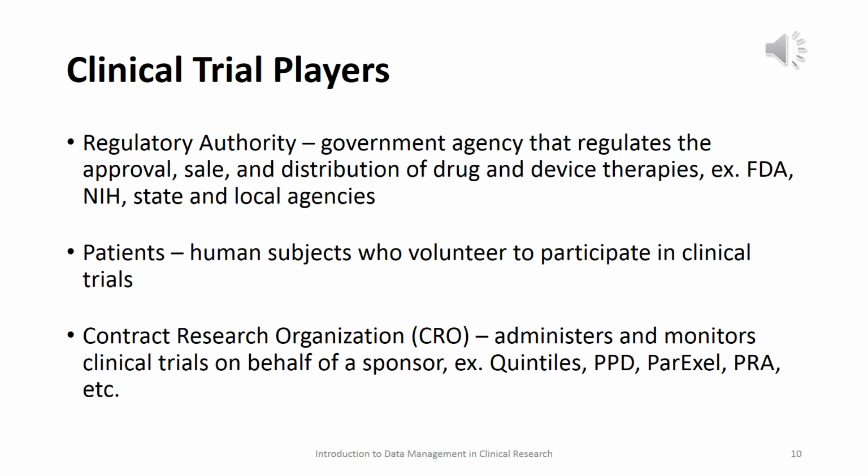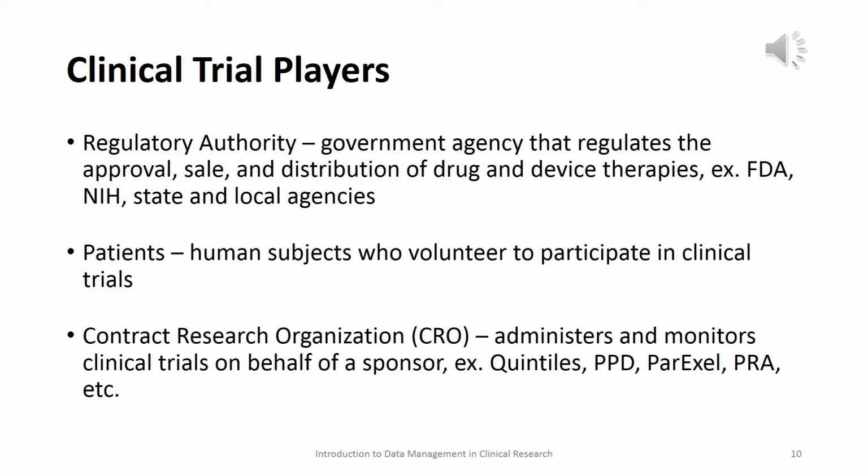And then we have contract research organizations, or CROs. These are companies that administer and monitor clinical trials on behalf of a sponsor. So in many cases, you may have pharma companies, such as a Glaxo or a Pfizer or a Merck that may outsource the administration and the monitoring of the trial to a CRO. We're lucky that we have quite a few CROs here in our area. There are probably at least 20.